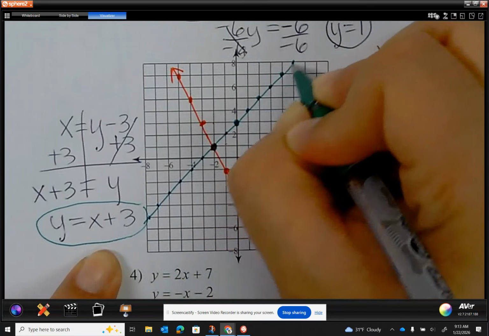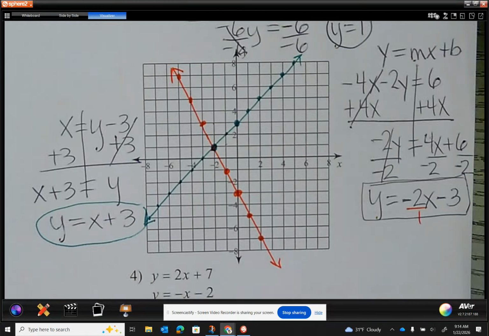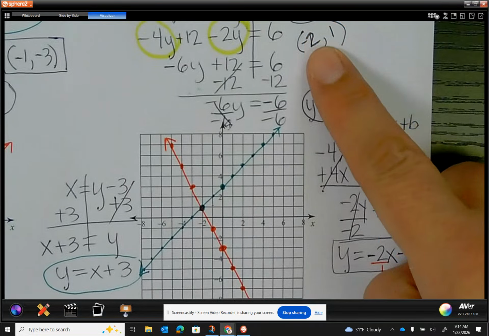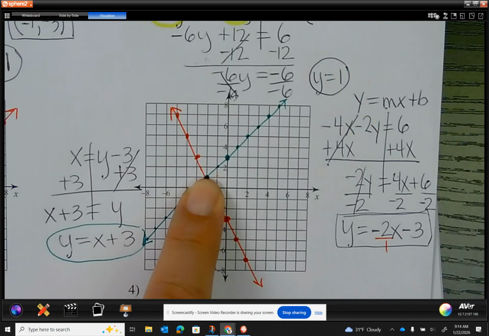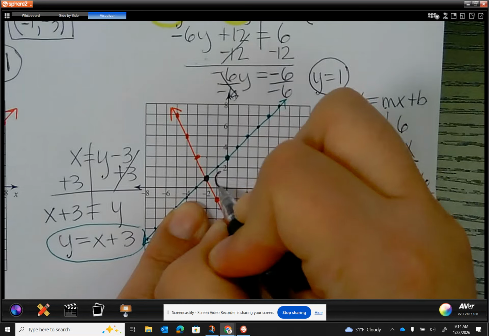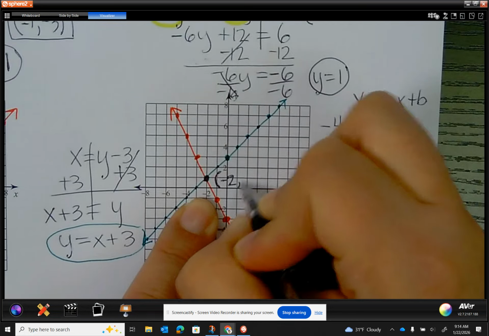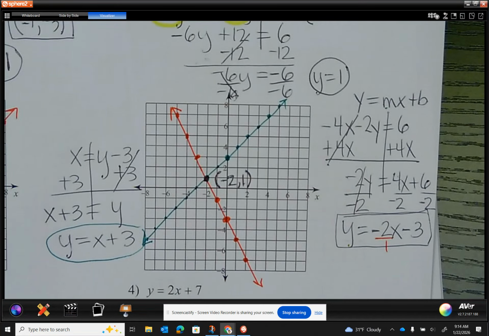And when we solved it by substitution, we had the solution -2, 1. If I look at the intersecting point right here, the x value is -2 and the y value is 1, the same answer. So you're going to continue with 3 and 4. You're going to solve by first substitution and then second by graphing.